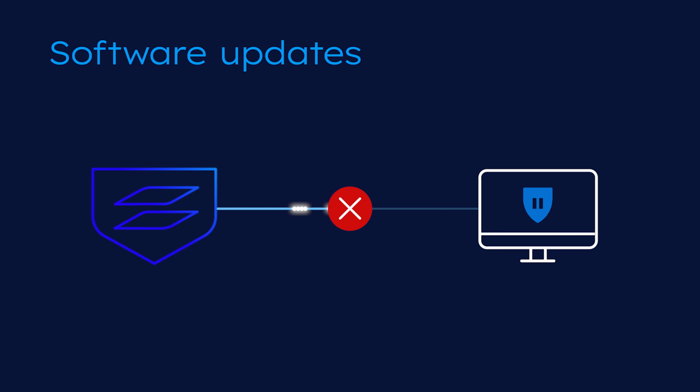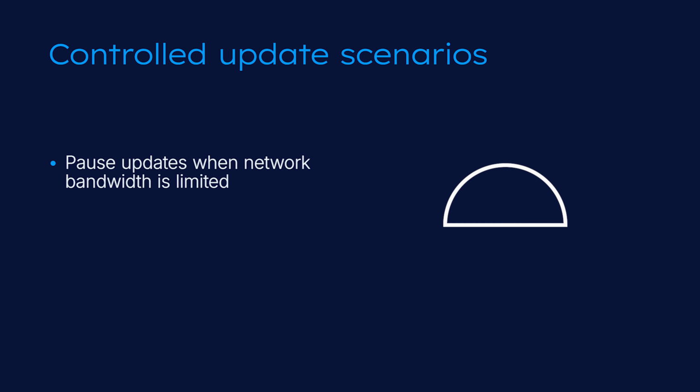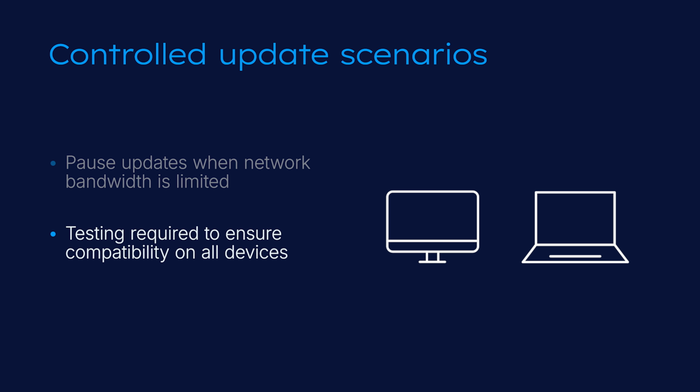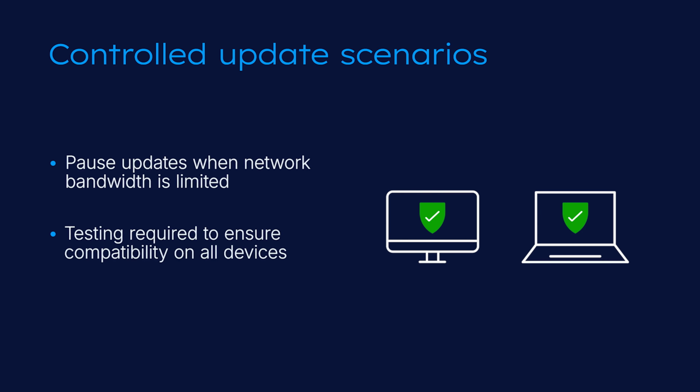However, there are situations where you may need to control when computers update for compatibility or change control reasons in your environment. For example, you may need to suspend updates on computers during a busy period when you need as much available network bandwidth as possible, or to test updates on selected computers to ensure stability with critical applications.